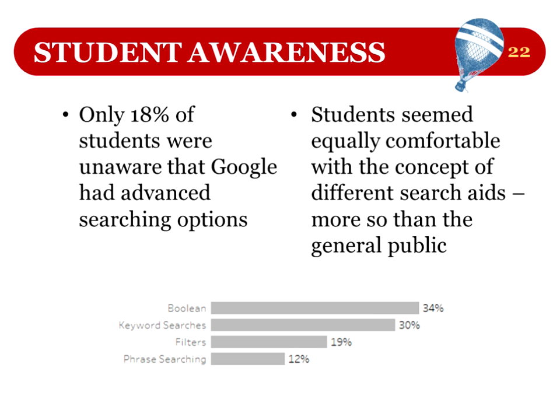So we had a point where we asked whether students knew that Google had advanced searching options, and 82% of them did. So they might not be using it, but it helps us to know we don't need to belabor the point that this exists. We can just talk about how to use it better.